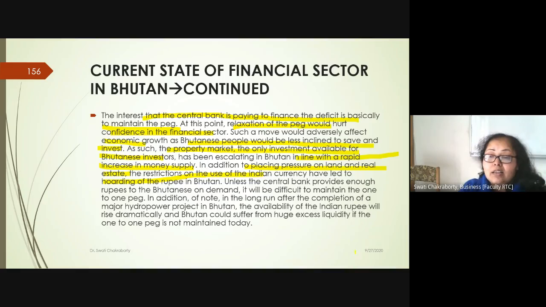So unless the central bank of Bhutan, that's RMA, provides enough rupees to the Bhutanese on demand, it is very difficult to maintain this one-to-one peg. Very difficult to do. And in addition, in the long run, after completion of a major hydropower project in Bhutan, the availability of the Indian rupee will rise dramatically, and Bhutan could suffer from huge excess liquidity if the one-to-one peg is not maintained today.